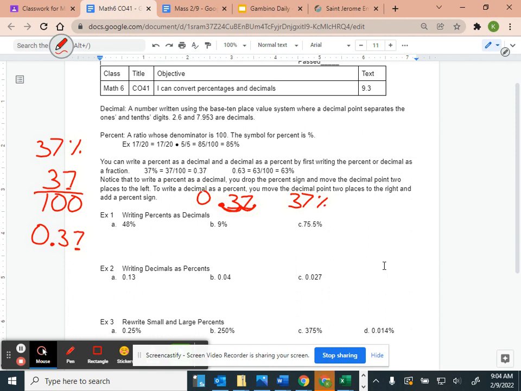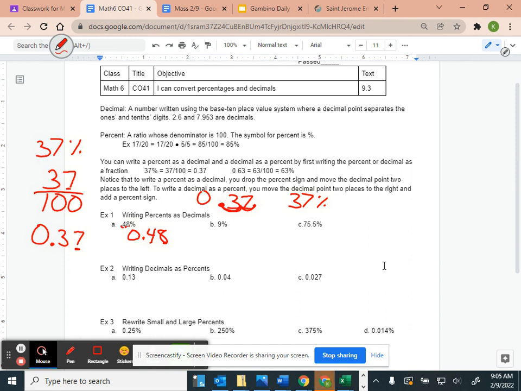So let's look at writing these percents as decimals. 48% would look like what? Aiden? 0.48, because that is 48 hundredths. We took that decimal point and we moved it 2 places to the left.